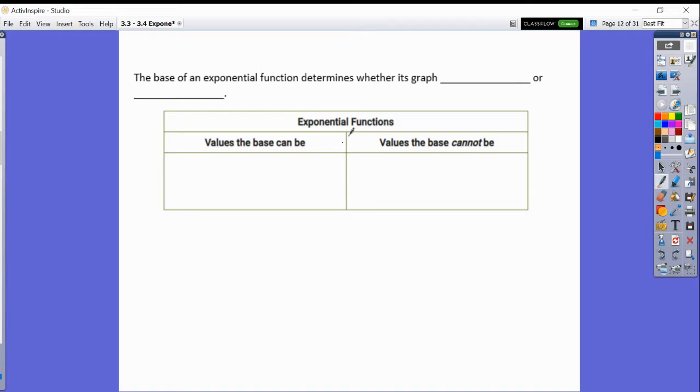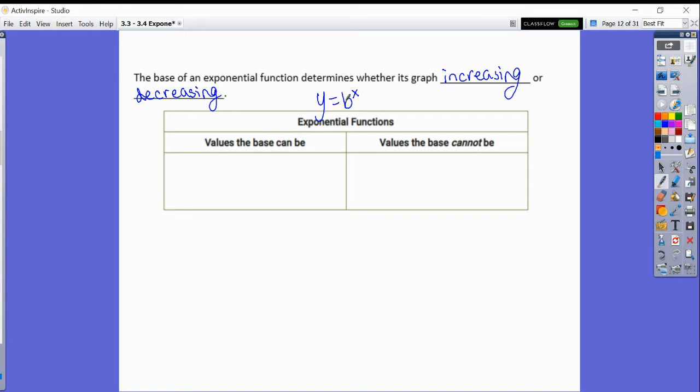So first of all, the base, that b that I was talking about, y equals b to the x, the base determines whether it is increasing or decreasing. So I can look at an equation like this and know right away if it's increasing or decreasing. And I talked a little bit about that on the last page. How do we know if it is increasing or decreasing? Well, it depends on what this b number is. So let's talk about what b is allowed to be or is not allowed to be.